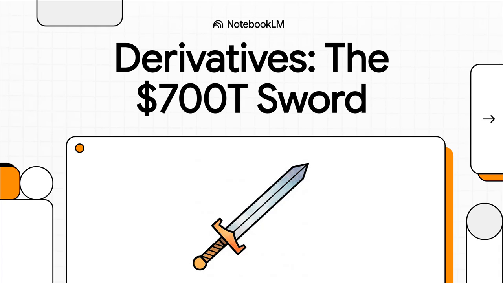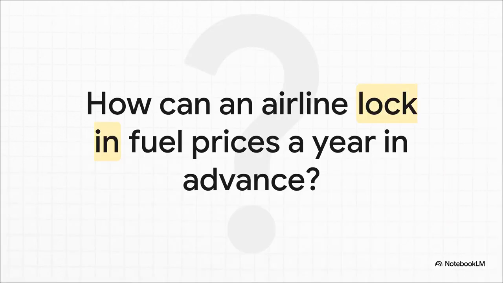What if I told you there's a financial tool so powerful it can both stabilize the global economy and bring it to the brink of collapse? Well, today we're going to demystify that very thing: derivatives. It all comes down to a problem that literally every single business on the planet has to deal with. How on earth do you manage unpredictable financial risk?